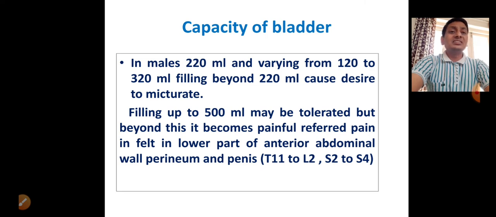The capacity is 220 ml, 120 to 320, and beyond 220 ml one can desire to micturate. Filling up to 500 ml may be tolerated, but beyond this it becomes painful, and pain is referred to the abdomen, perineum and also the penis because of the nerve supply T11 to L2 and S2 to S4. That's why beyond 500 ml it becomes painful.